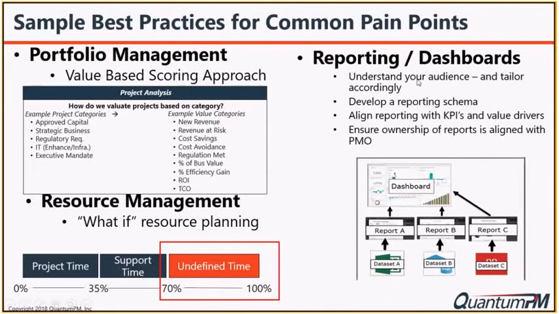So for reporting and dashboards, the best solution here is using Power BI. But the best practice is to understand the audience and tailor it accordingly, i.e. don't overclutter it. Make sure the reports and dashboards are targeted toward the specific user group. Align it with KPIs and value drivers. You want to make sure that how you're valuing your portfolio on the left is aligned with the reports. It depends on the audience, certainly. The CIO cares about the value side of this, but if you're the project manager, you're more concerned with the delivery side of it. Ownership of reports is aligned with the PMO, so that we understand who the target is for specific reports, and the reports are constructed accordingly.